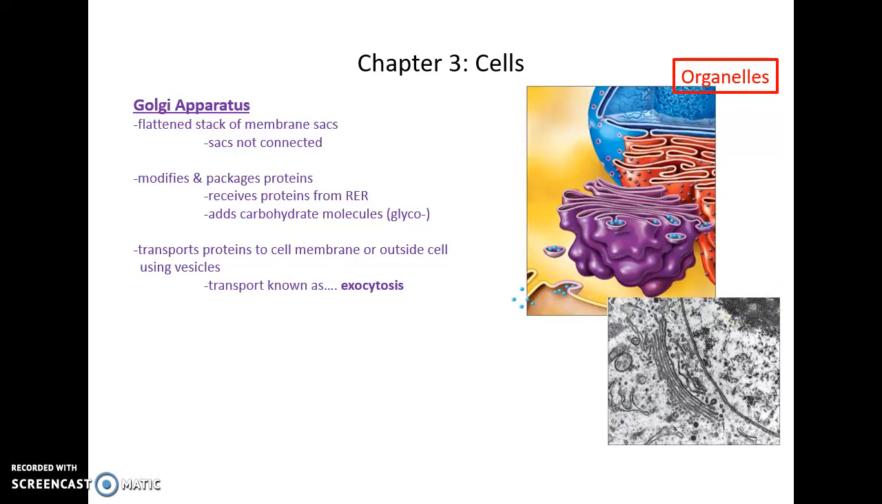It is a stack of flattened sacs made of phospholipids. It receives proteins from the rough endoplasmic reticulum and then modifies them, packages them, and transports them on. Often the thing it adds is the carbohydrates, the glyco part of glycoproteins. And when the materials are sent out of the cell, it is referred to as exocytosis.